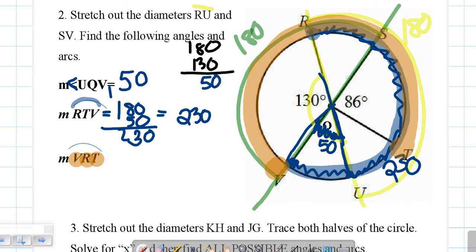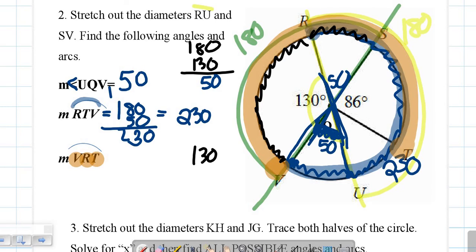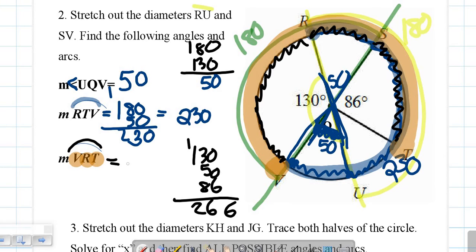Now, one thing you also don't want to overlook, way back at the beginning of the year, we talked about vertical angles. So if that's 50, that's 50. So we're going to walk this around, and you can see that's going to be 130 plus 50. And then if we come around this way, we have 86. And you simply add. So the measure of the arc VRT is 266.